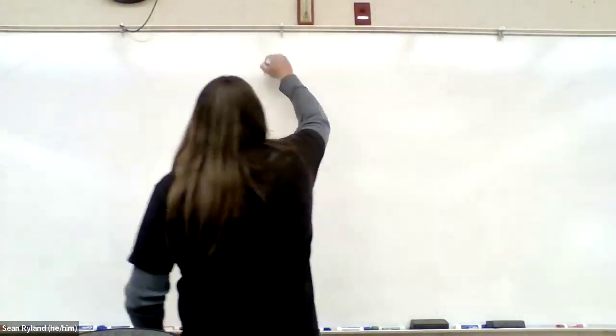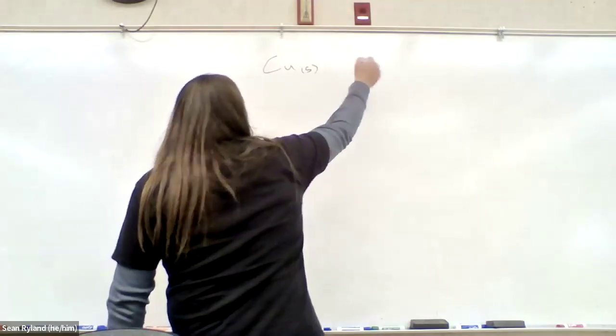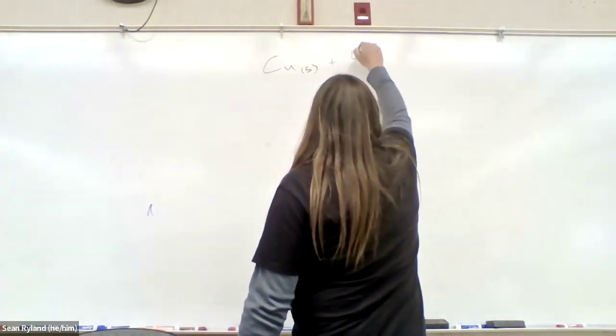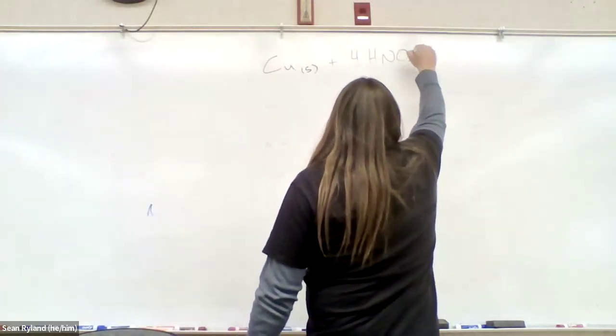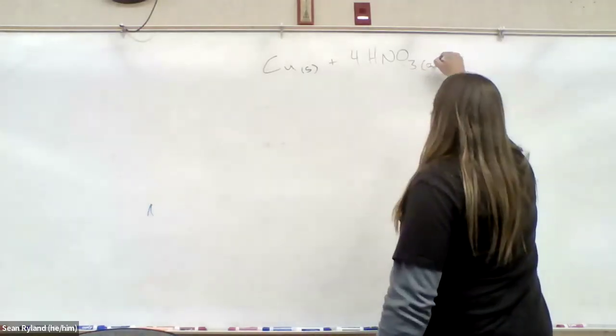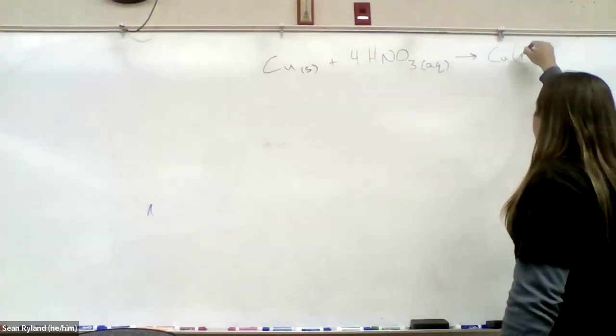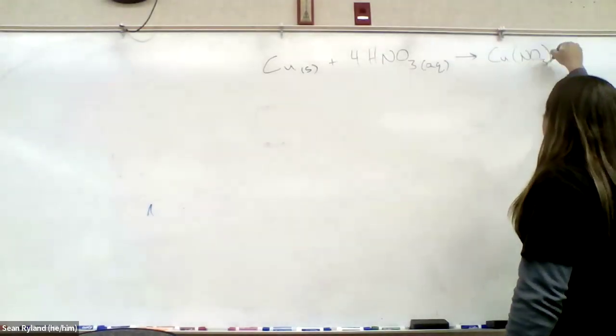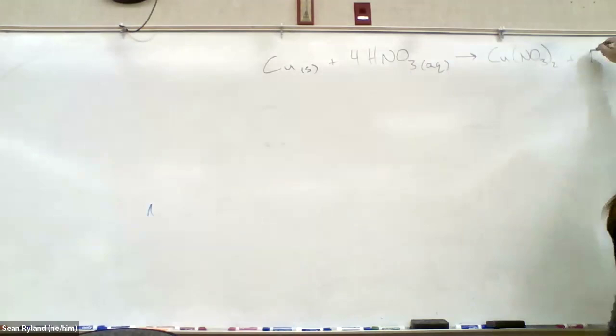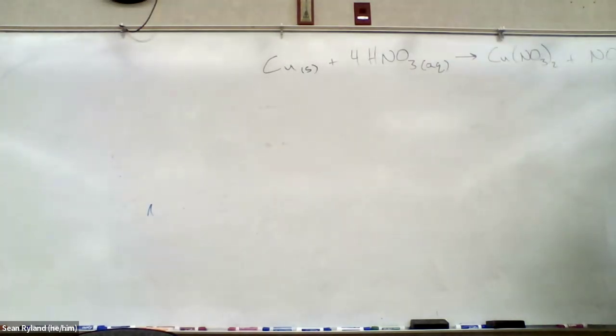Basically, if you take copper metal and you put it in concentrated nitric acid, you'll make copper(II) nitrate, and you'll make NO2 as a gas, plus some water. However many waters we need to balance that. I think it's 2 waters, and I think there's a 2 there.